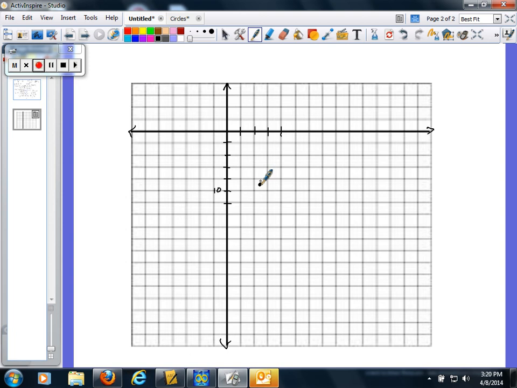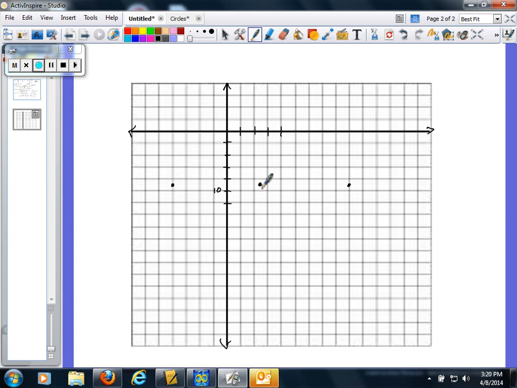Okay, and then from here I'll go 13. So that's going to be 2, 4, 6, 8, 10, 12, 14. So 13 would be right on this line. 2, 4, 6, 8, 10, 12. 13 is going to be on this line.